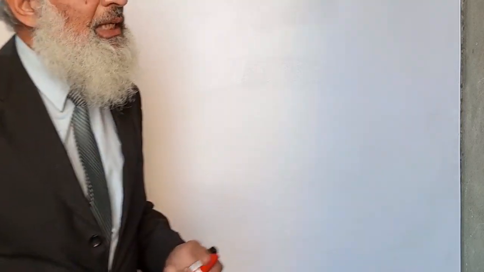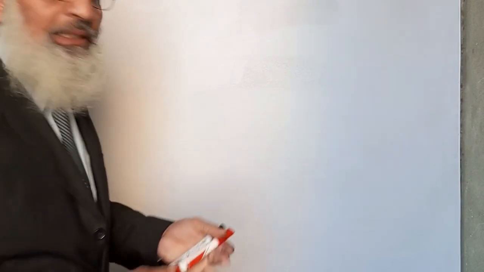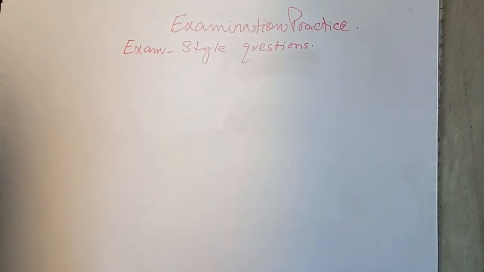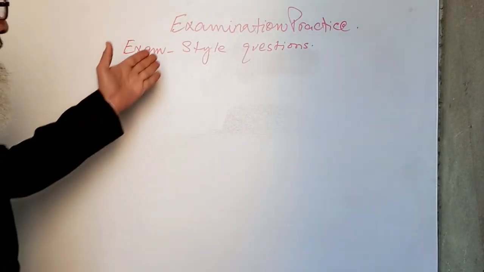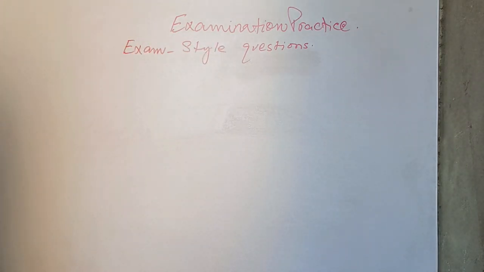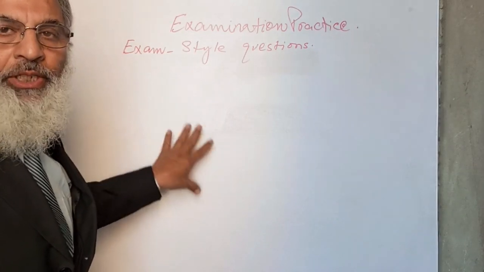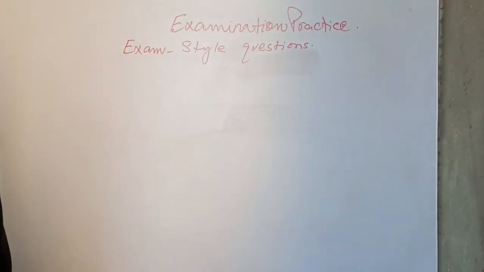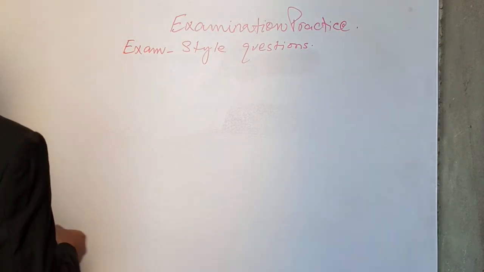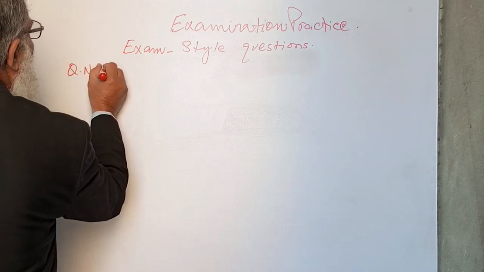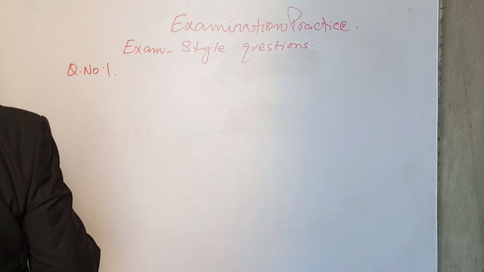Let us start with the exercise now without wasting any more time. This is the examination practice question. My dear students, we'll be doing examination practice questions, and the pattern of the exam style questions we are going to do today. The first question is, here is a set of numbers. Now I'll write question number one. Question number one is: here's the set of numbers.